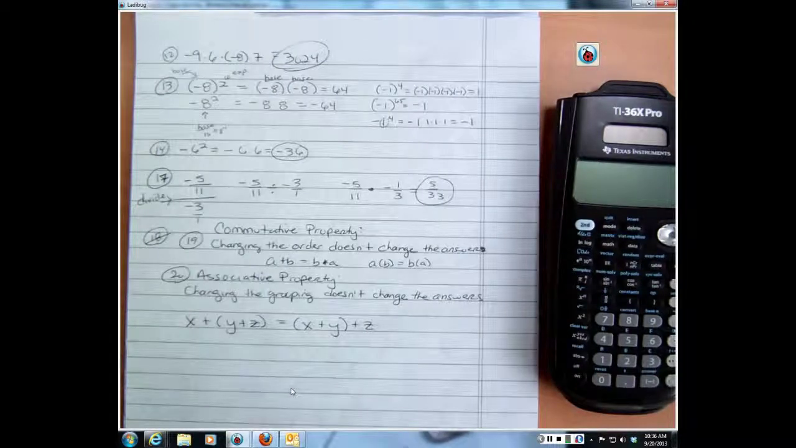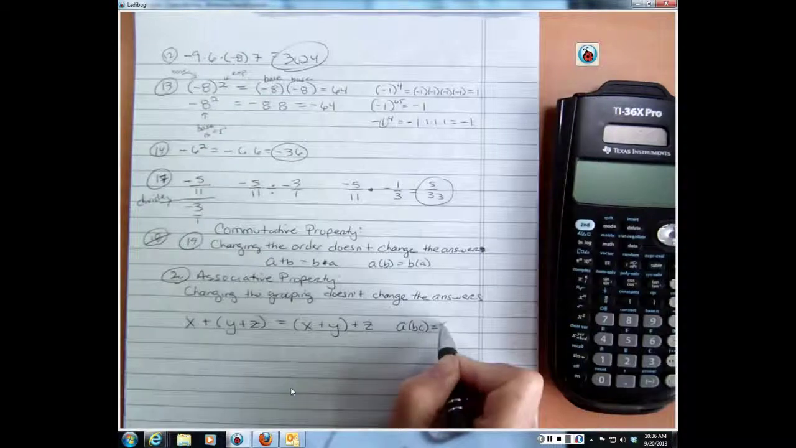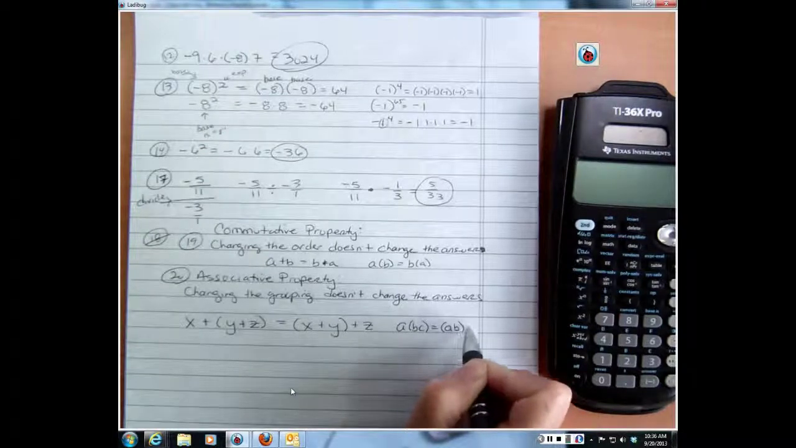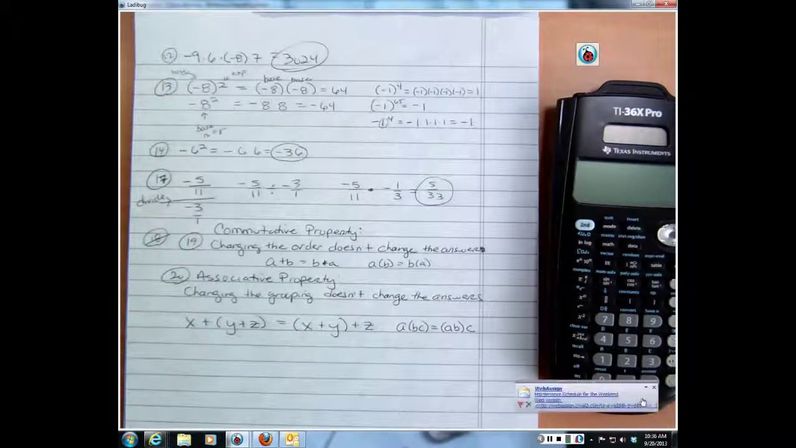It can be done with multiplication as well. I could have A and then B and C in parentheses. I could just move those parentheses and put the A and B together and leave the C outside. That's all the same thing. So I can change the grouping and it doesn't change the answer.